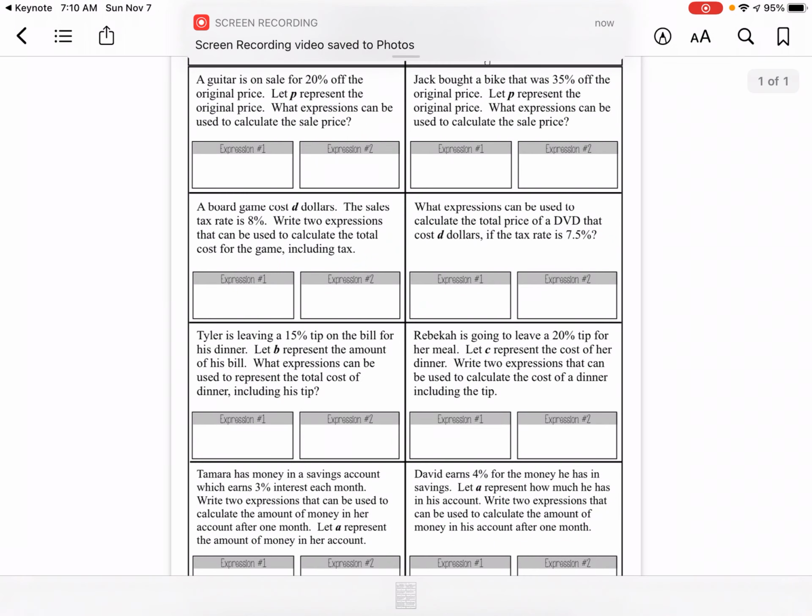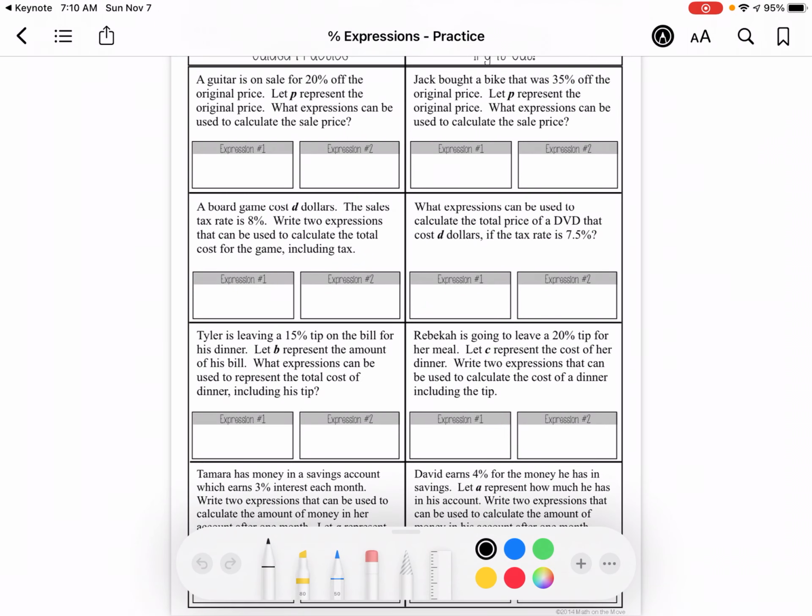Right, so today what we're going to do is look at expressions. That means it does not have an equal sign that will give us the answer that we want. So we're going to be using a variable. A guitar is on sale for 20% off the original price. Let P represent the original price. What expressions can be used to calculate the sale price?